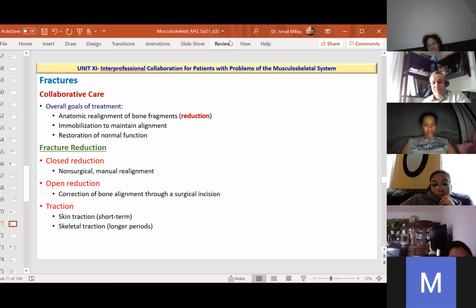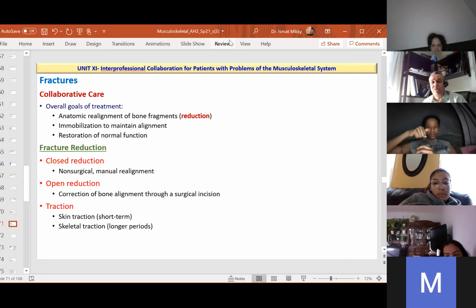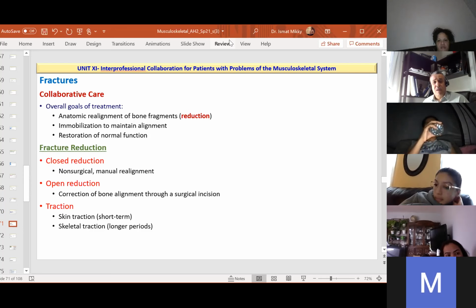The healing process, that's the pathophysiology. What's important to know about the healing are the positive factors and the negative factors that will promote healing or delay the healing process of the fractured bone. There are positive factors that will enhance and promote the healing, and there are negative factors that will delay the bone healing.